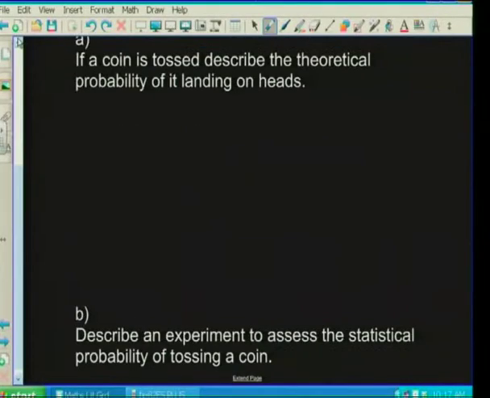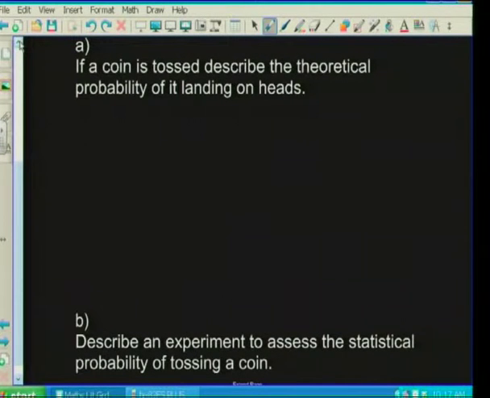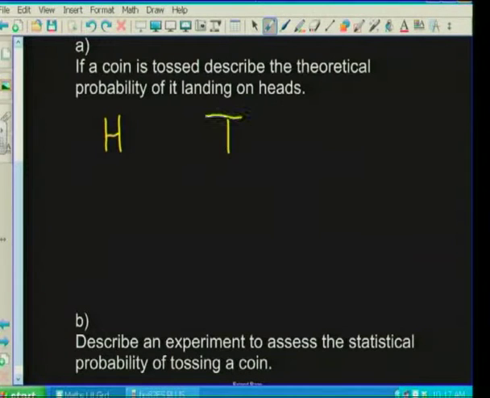Example 1 here says, if a coin is tossed, describe the theoretical probability of it landing on heads. All right. This is a nice easy one to get us going. So we know we're going to toss a coin. That's our event. What are the possibilities for the coin? Well, it can either land on heads or tails. That means we have 2 possible outcomes. So with 2 possible outcomes, what is the probability of one of those events occurring? The one event that we're looking at is heads.